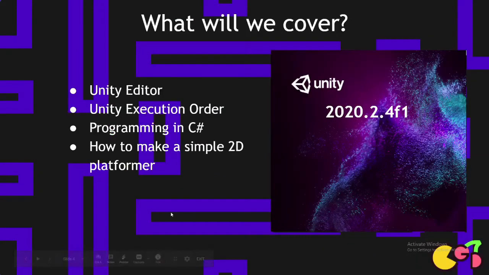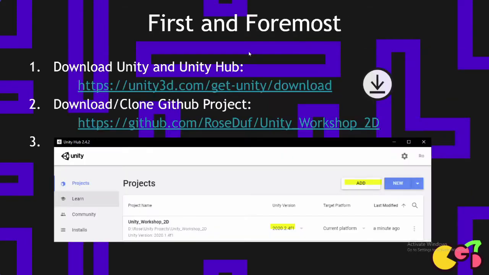So today we will be covering the overview of the Unity editor, so the main components that you have to know to navigate appropriately on the engine. We're going to briefly go through the Unity execution order, programming in C# on Unity, and we're going to do a simple 2D platformer. Like I said before, you don't have to download version 2020.2.4, but make sure to have a relatively recent version of Unity installed.